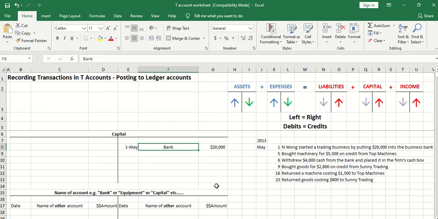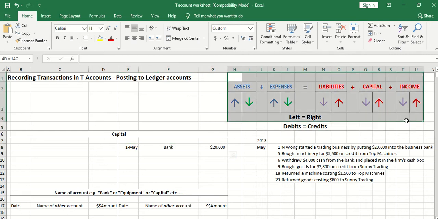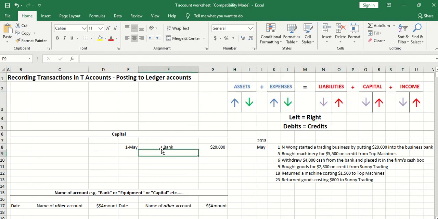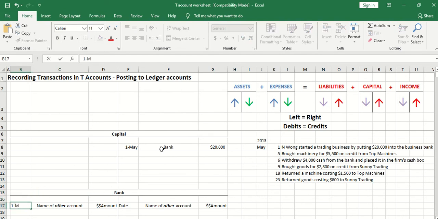But of course, as I said, you have to make at least two entries. At the moment, we've got an entry on the right-hand side, on the credit side. In order to make sure that our equation balances, we have to now put an entry on the left-hand side of a T account. And we've established that the money is going into the bank account. So let's create a new account. So I've got an entirely separate T account, and bank, I put the date in, name of the other account. In this case, the other account is capital and $20,000.